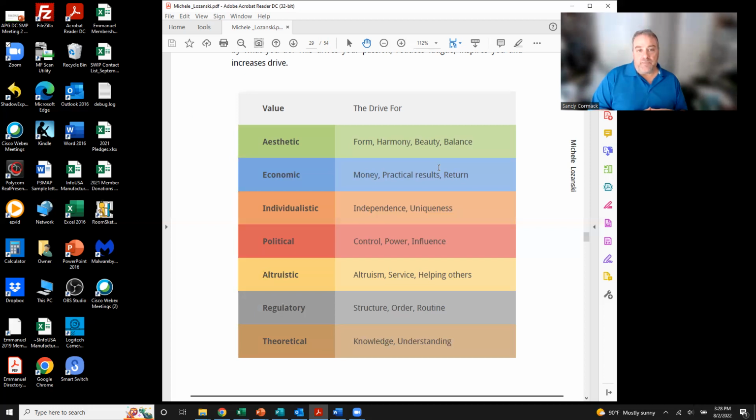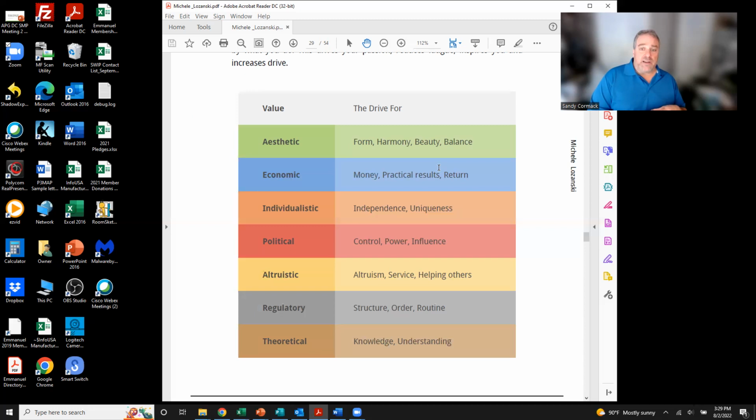The second value is the economic drive. That's the drive for money, practical results, and return on investment. People with this motivator will often find themselves in a career that makes them a lot of money, or a career in which they're working with money. So a financial advisor might have a very strong economic drive. An entrepreneur, a CEO, a doctor, like a specialist, a surgeon.